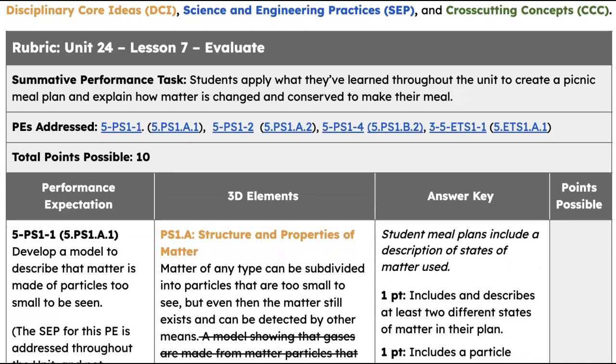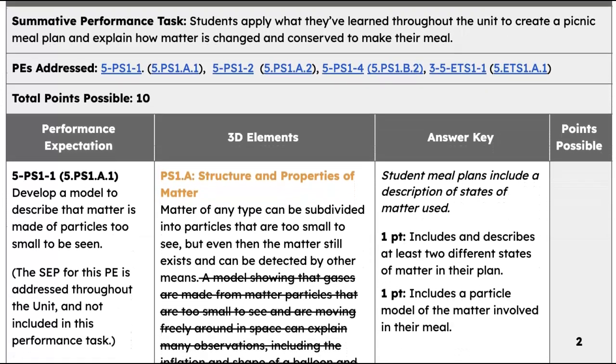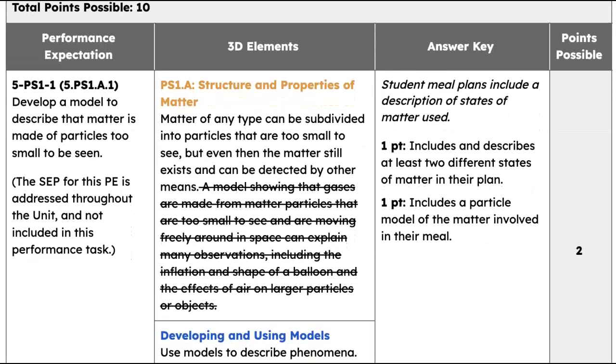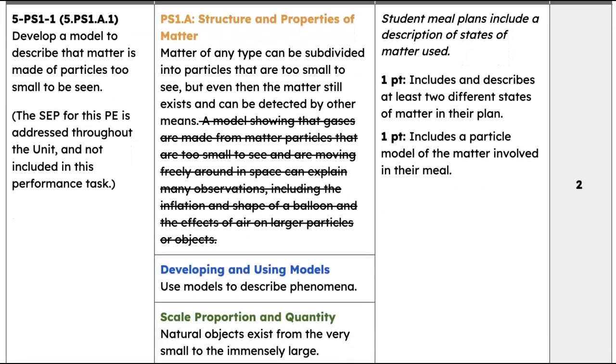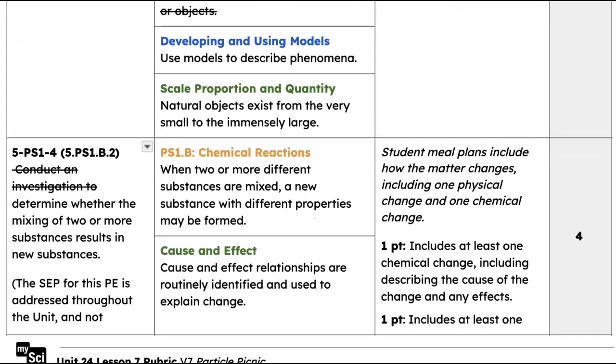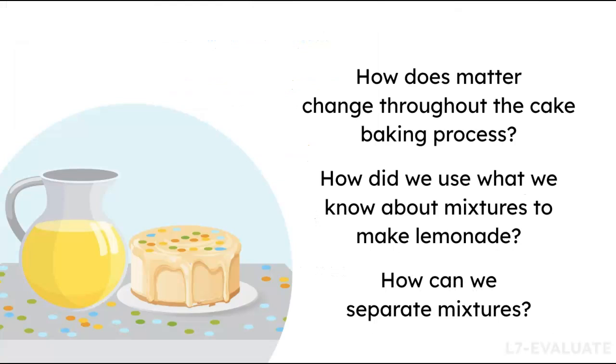You'll use the assessment tracker and the Unit 24 Summative Performance rubric to evaluate students on their picnic plans. This summative assessment and rubric covers standards and elements from across the unit, not just this lesson. You'll then invite students to review what they've learned about matter, conservation of matter, and how matter changes. The goal of this class discussion is for teams to revisit the learning throughout the unit and to wrap up the unit. You can use your summary charts from throughout the unit to help guide this discussion.